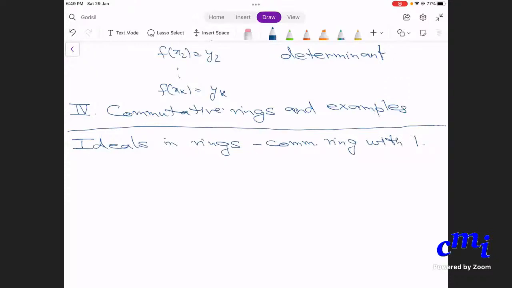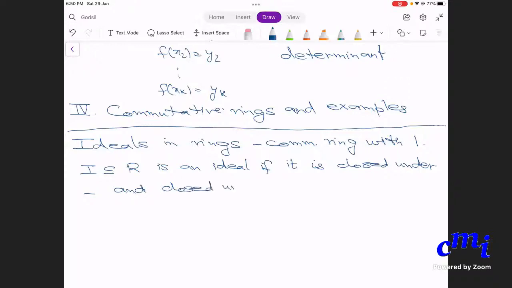So an ideal in such a ring, a subset I of R, we know as an ideal if it is closed under subtraction and closed under multiplication by elements of R.